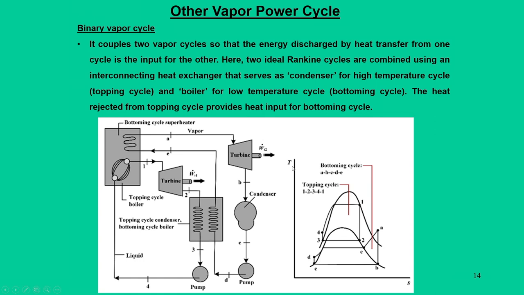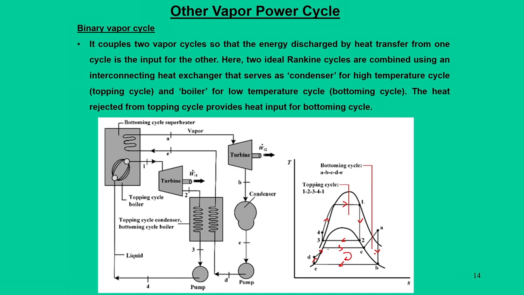To understand this cycle, first let us see what this means thermodynamically. In fact, we draw two domes, that is, one dome for one working fluid and another dome for a different working fluid on a single plot. So, you see that one cycle is a Rankine cycle which operates as A, B, C, D, A, and the other one operates as 1, 2, 3, 4 and 1. So, we call them a bottoming cycle, and the other is called a topping cycle.